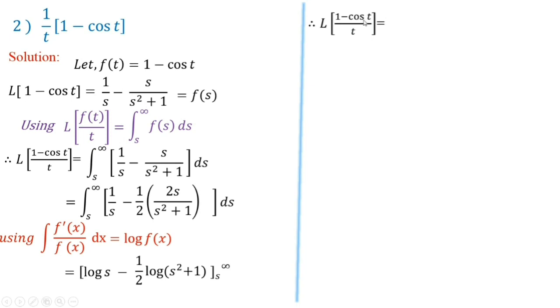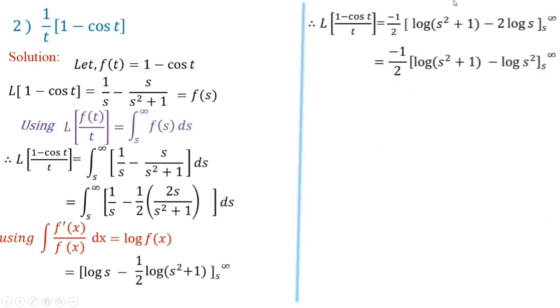Therefore, we get Laplace of (1 minus cos t) upon t is equal to, here take minus 1 by 2 as a common, then we get log of (s square plus 1) minus 2 times log of s, limit from s to infinity. This is equal to minus 1 by 2 into log of (s square plus 1). Here use the formula a log b is equal to log b to the power a. Here value of a is 2 and b is s. By using the formula we get here minus log of s square, limit from s to infinity.